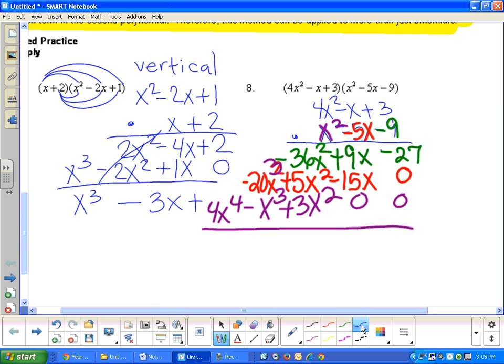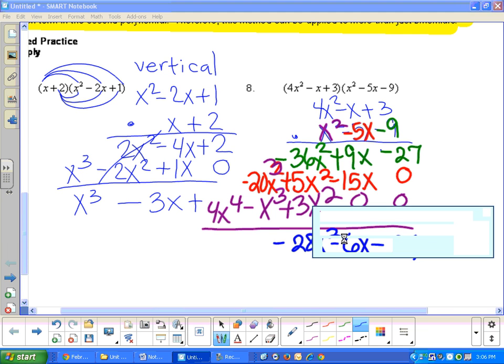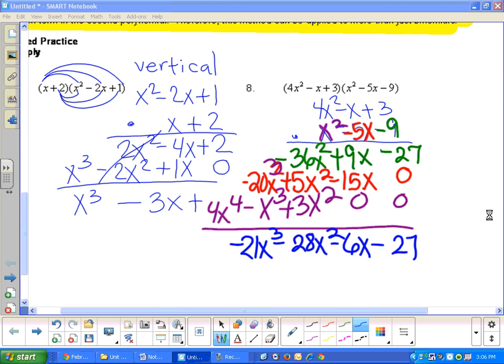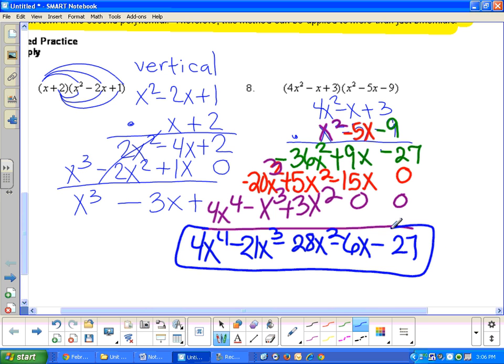So combining like terms, negative 27, negative 6x, negative 28x squared, 1x to the third, 4x to the 4th. So that's combining all of our terms using the distributive property.